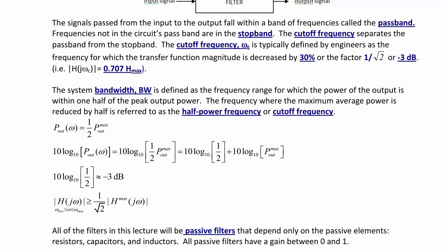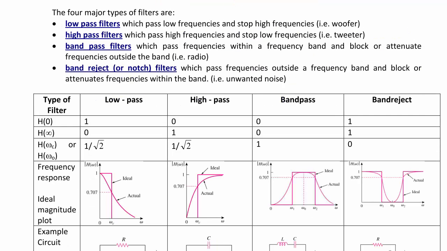All of the filters in today's lecture will be passive filters that depend only on the passive elements: resistors, capacitors, and inductors. And because they're passive filters, their gain can only be between 0 and 1. The four major types of filters are low-pass filters, which pass low frequencies and stop high frequencies, such as a woofer; high-pass filters, which pass high frequencies and stop low frequencies, such as a tweeter; bandpass filters, which pass frequencies within a frequency band and block or attenuate frequencies outside the band, such as on a radio; and band reject or notch filters, which pass frequencies outside a frequency band and block or attenuate frequencies within the band, such as when you have unwanted noise.